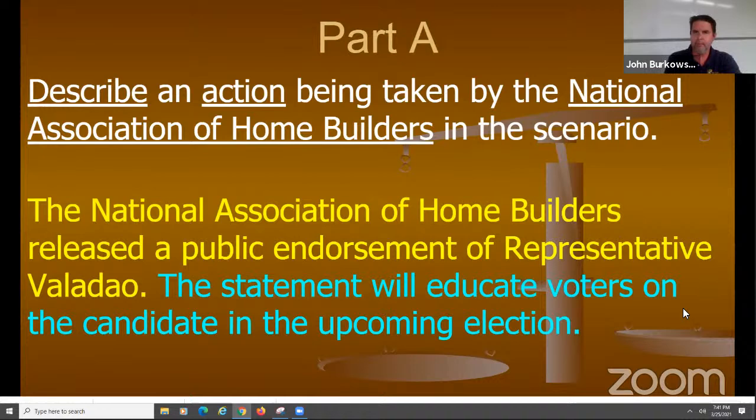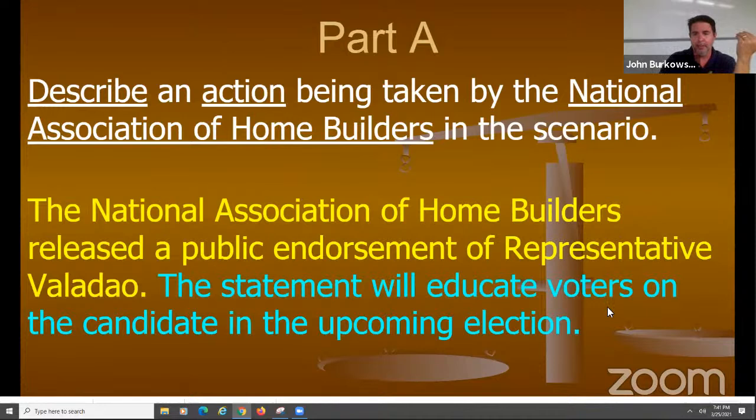Now, part B. This is it. Two sentences could have done this. If you wanted to throw in a little bit more, hey, 2 to 3 sentences is fine. You want to be efficient. Timing is of the essence. Remember, suggested time of 20 minutes. Don't spend too much time, especially on a task that's relatively simple. Now let's go to part B.